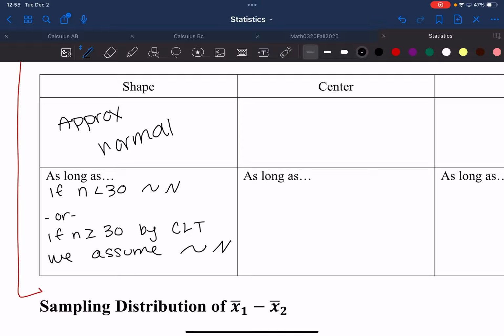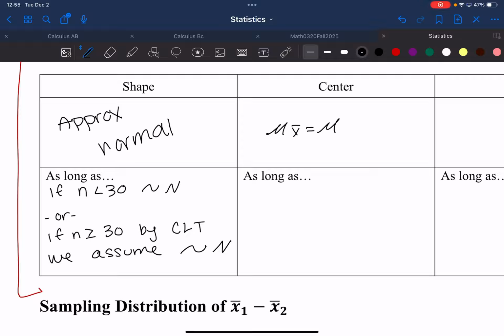Do not make the mistake of saying by the large counts condition, because you will get it marked wrong since large counts condition is only for proportions. Central limit theorem is for means. Okay? We also know that the center, mu of x bar, is equal to mu. So this didn't change too much from proportions. We just use x bar instead of p hat.